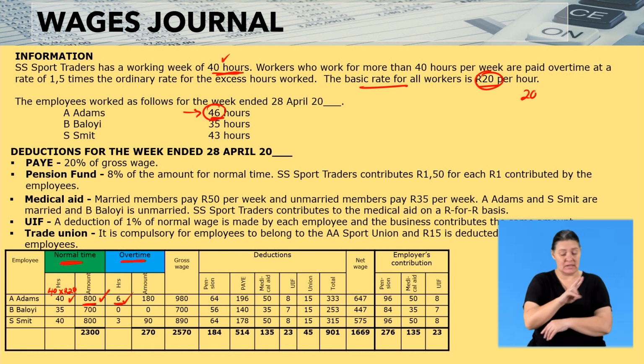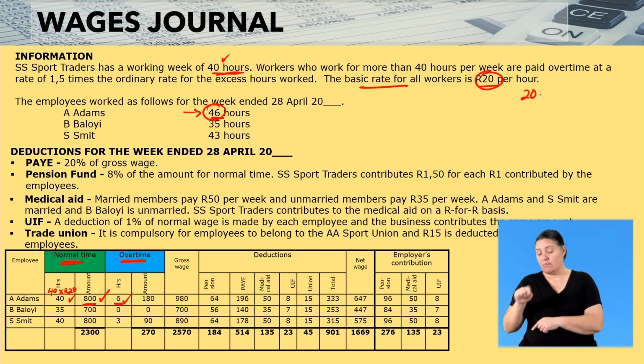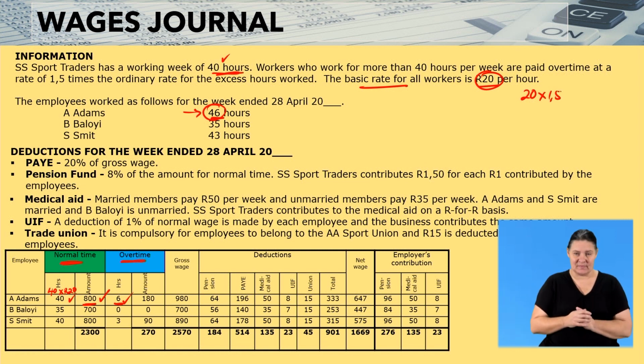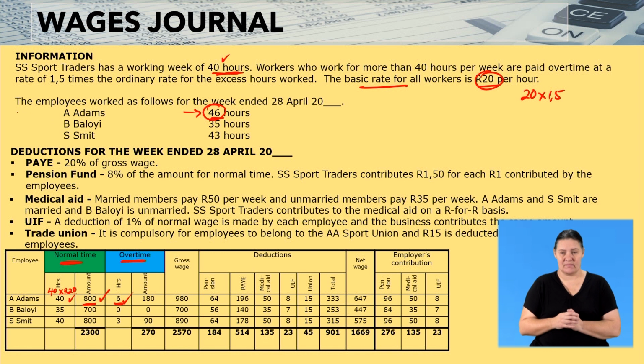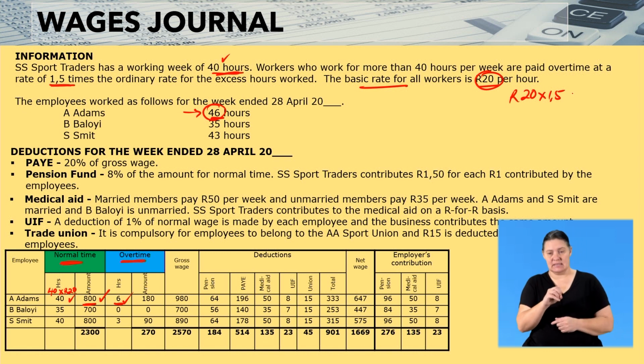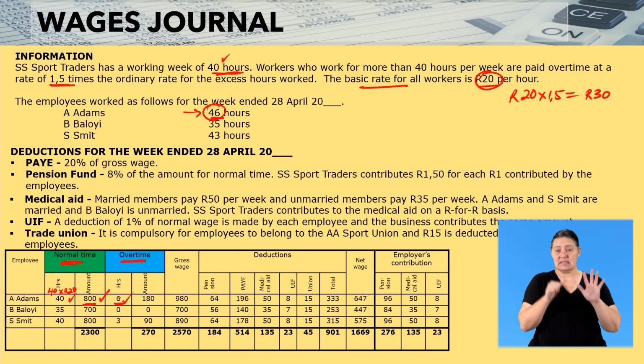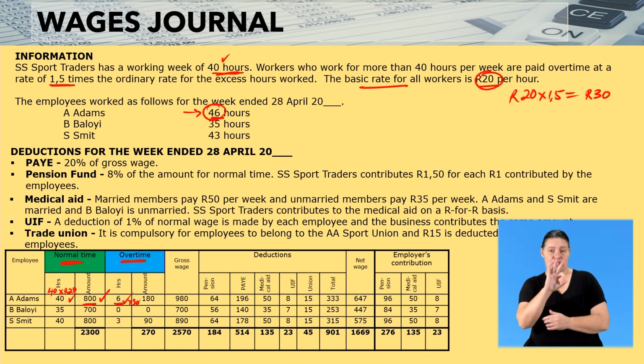It is 20, but if he is working overtime, he is paid 1.5 times more. So it will be 20 rand multiplied by 1.5. That gives you 30 rand. I would then come here and say 6 hours for overtime, multiply that by the 30 rand overtime. That is how I get my 180.